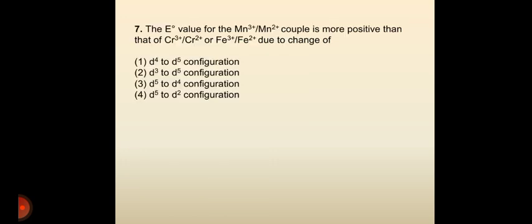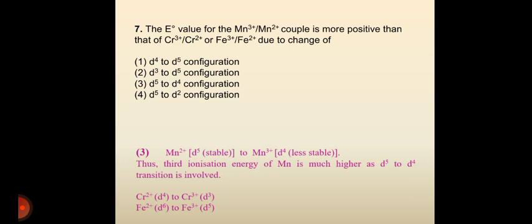So the next question is, the E0 value for the manganese 3 plus/manganese 2 plus couple is more positive than that of chromium 3 plus/chromium 2 plus or iron 3 plus/iron 2 plus due to change of. The correct answer is option 3.